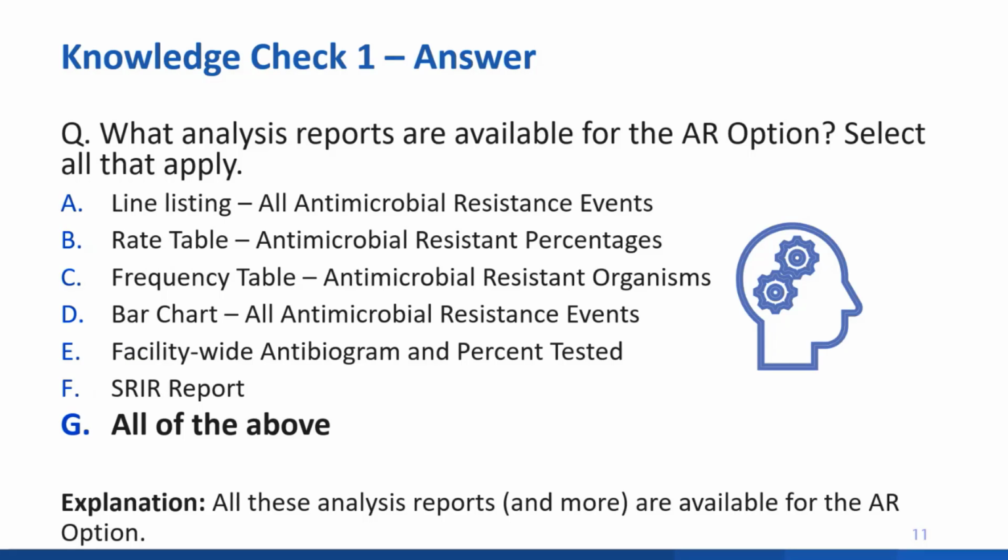And the answer is G, all of the above. All of these are types of analysis reports: line lists, rate tables, frequency tables, bar charts, the antibiogram, and our risk-adjusted measures like the SRR. These are available for the AR option.